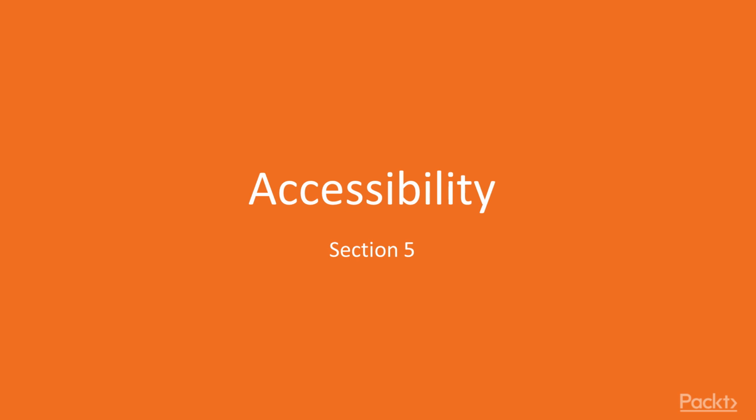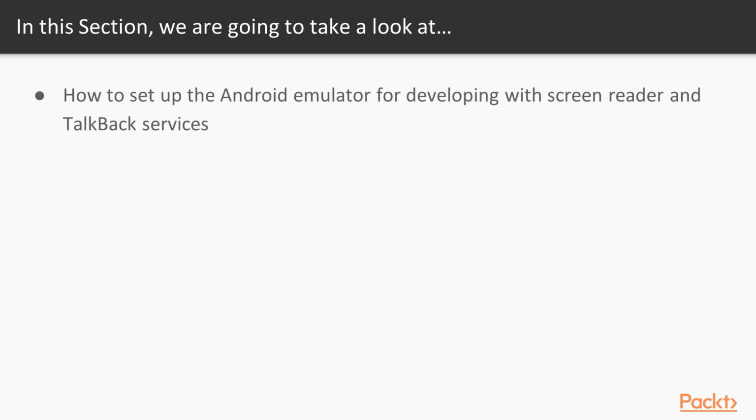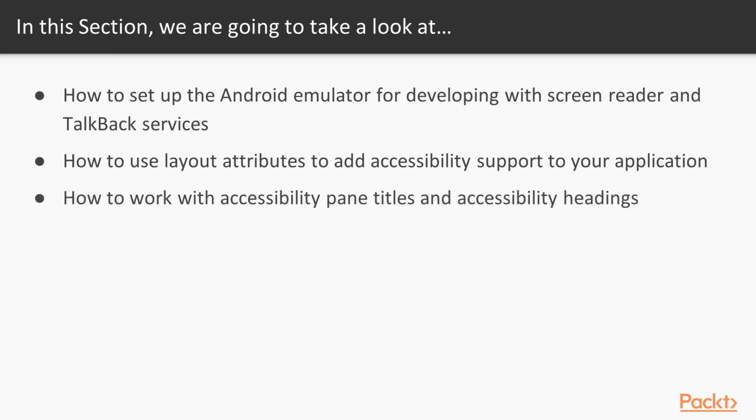Hi, and welcome to Section 5, Accessibility: working with screen reader, layout attributes, and configuring screen reader output. In this section, we're going to learn how to set up the Android emulator for developing with screen reader and Talkback services, how to use layout attributes to add specific accessibility support to your application, how to work with accessibility pane titles and accessibility headings, and last, how to configure screen reader output so that not all of your views are always read to the user.